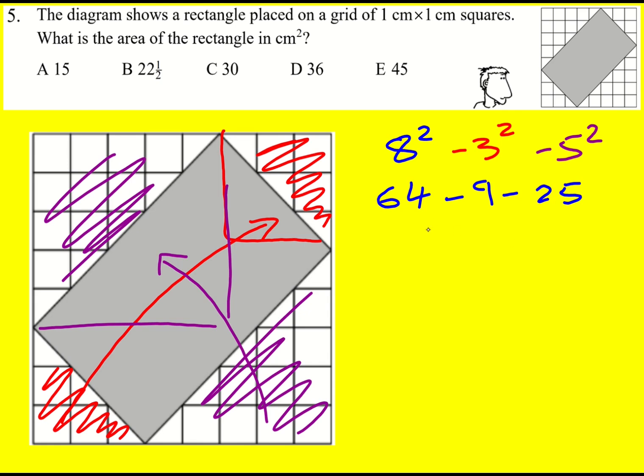I can add the 9 and 25 together. That will give 34. Becomes 64 minus 34. Or you could subtract them one at a time. It's up to you. Which gives a final answer of 30. So C.